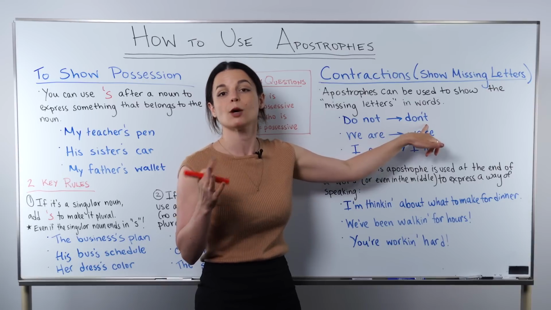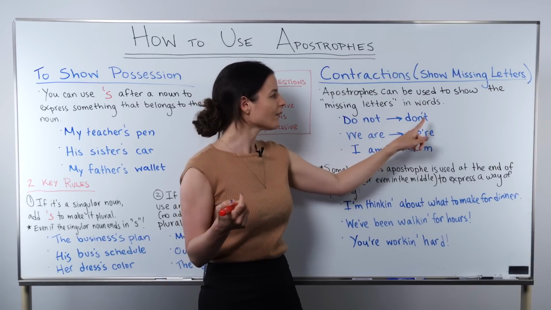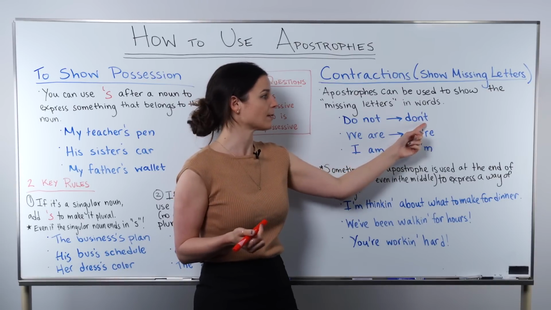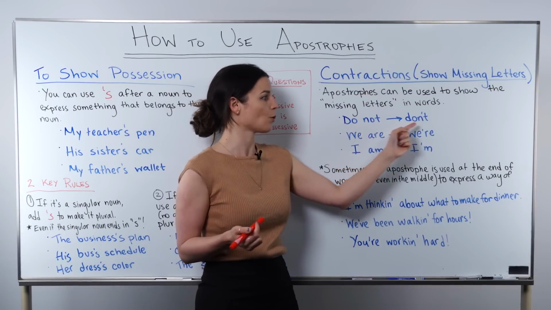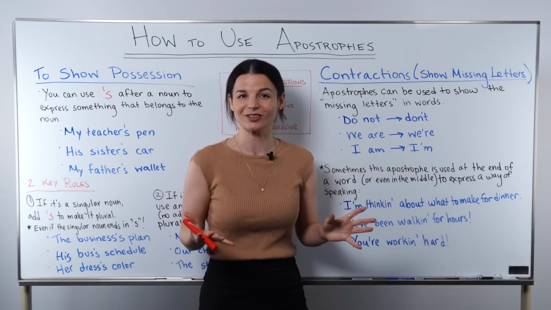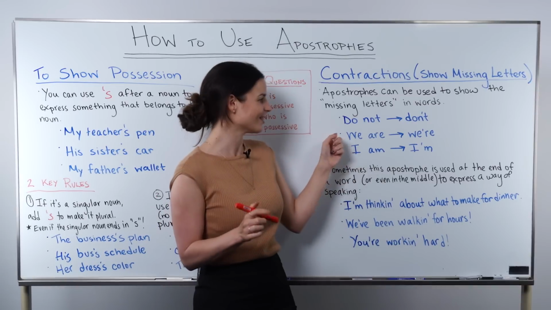Don't, D-O-N apostrophe T. So you can think of this apostrophe as kind of a replacement for the letter that's missing, right? So we have do not. The O is missing here. It's kind of like we're showing the O is gone with the apostrophe. So, don't.